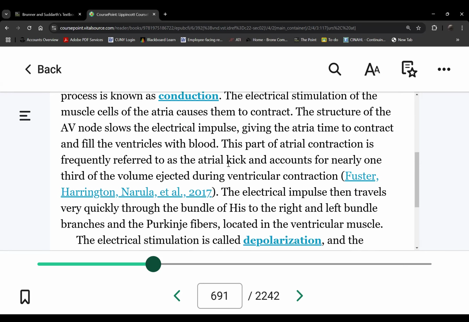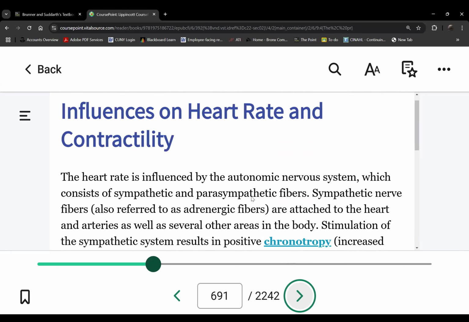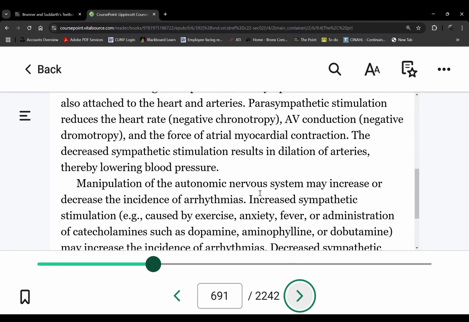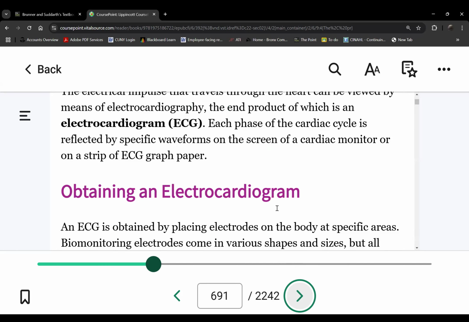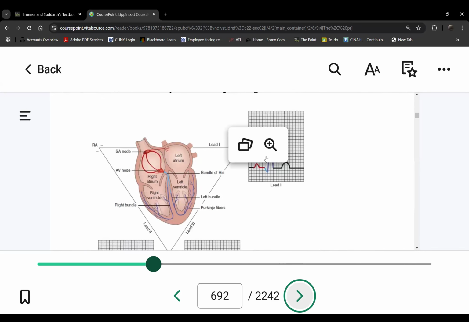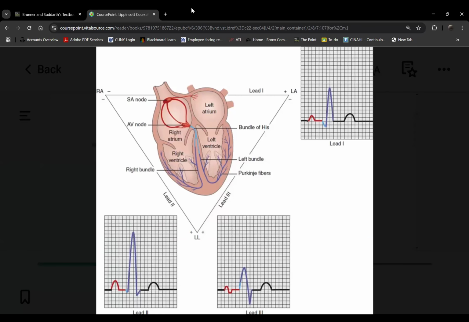Finally, there's a third set of pacemakers. They are the bundle of His and the Purkinje fibers. So here's a picture. The SA node is right there on the superior vena cava by the right atrium.